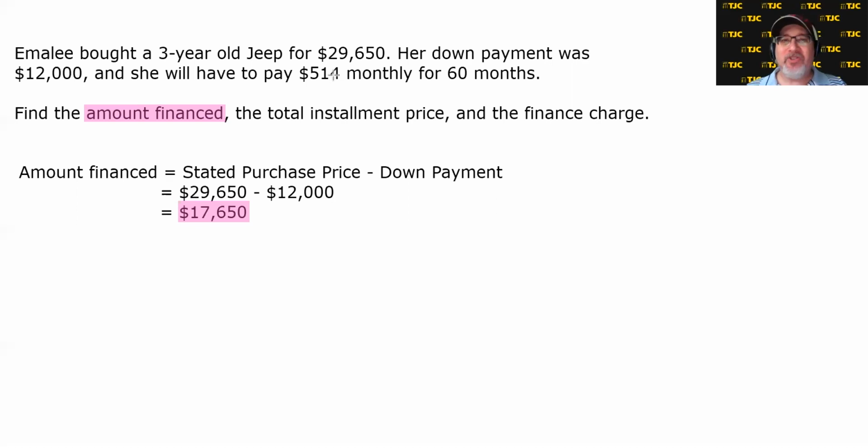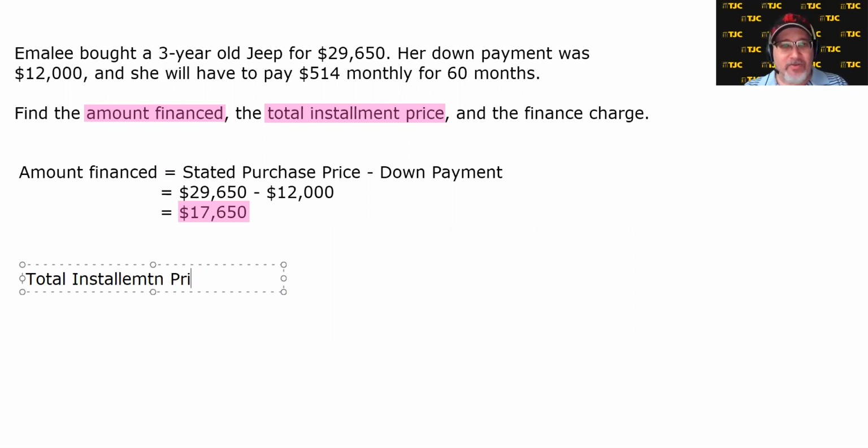All right, let's talk about the total installment price. Remember, the total installment price is basically the total that you pay for an item. In this case, the total that I pay for the Jeep. Now, I want to be careful when I write these formulas because these formulas aren't the only way to calculate some of these things. They just happen to be the way to calculate these things in this particular problem. It's more important to understand the concept and then ask yourself in this context what makes sense. In this case, the total installment price is the total that I'm going to pay.